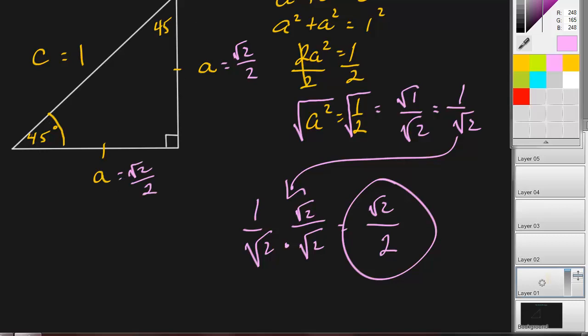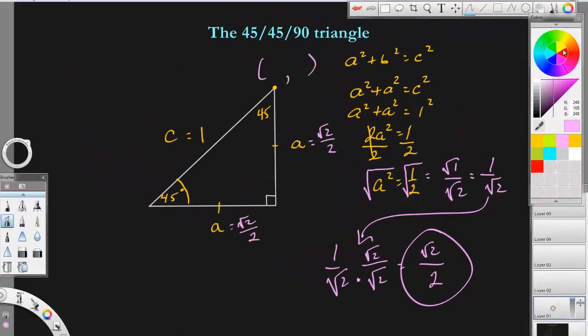So the coordinate of this point on your unit circle will be radical 2 over 2 for each one, because they're the same. And I want you to know how to do that. Don't just memorize it. It's better to be able to do that than to try to memorize something.